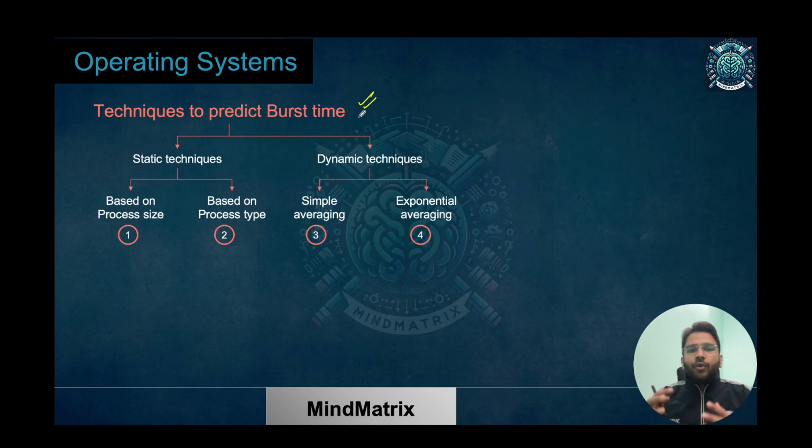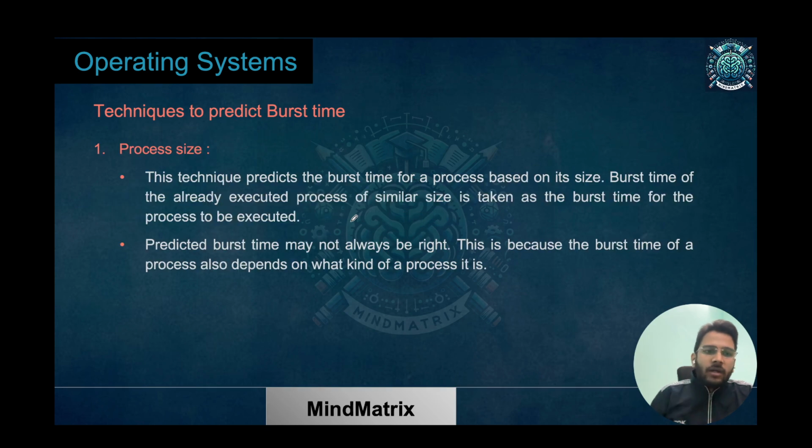Now, as we don't know the burst time in advance, but we can predict it, we have some techniques by which we can predict the burst time. So there are two techniques. One is a static technique and the other one is a dynamic technique. In case of static technique, to predict the burst time of the processes, we have two types again, based on the process size or based on the process type. And in case of dynamic, we have simple averaging and exponential averaging. So let's see one by one. Techniques to predict burst time. First we are going to talk about static.